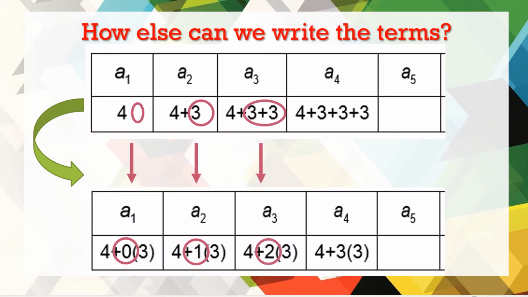In the third term, we added 2 times 3, that's why we have 2 multiplied by 3 and added to 4, they are both equal to 10. In the fourth term, we added 3 times 3, that's why we have 3 multiplied by 3 plus 4, and that is the same as 13.